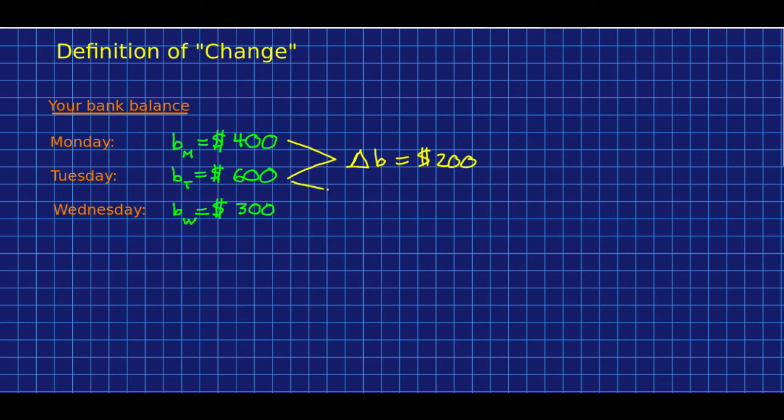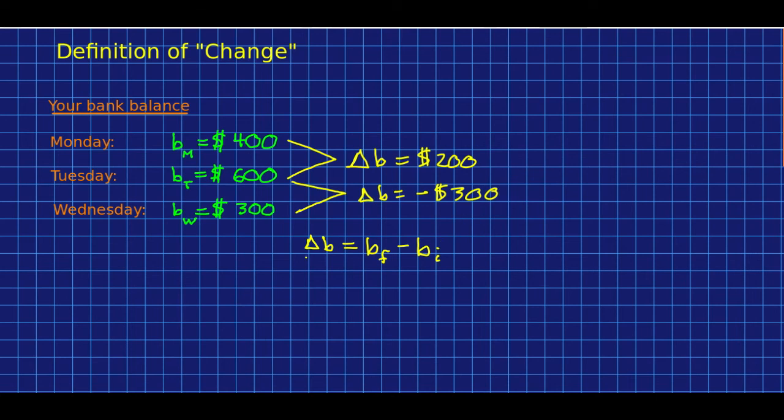Well, from Tuesday to Wednesday, it went from $600 to $300. Well, you could say that your delta B was $300, but I think we want to distinguish between your bank balance going up and down. I certainly prefer to be able to distinguish between my bank balance going up and down. So it makes more sense to say that this one is negative $300. So this now lets us get a definition. Our change in our bank balance from some initial time to some final time is always the final value minus the initial value. And calculating it that way will give you consistent results with this.